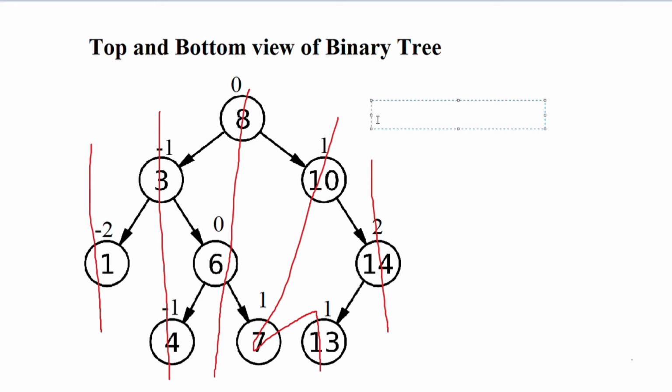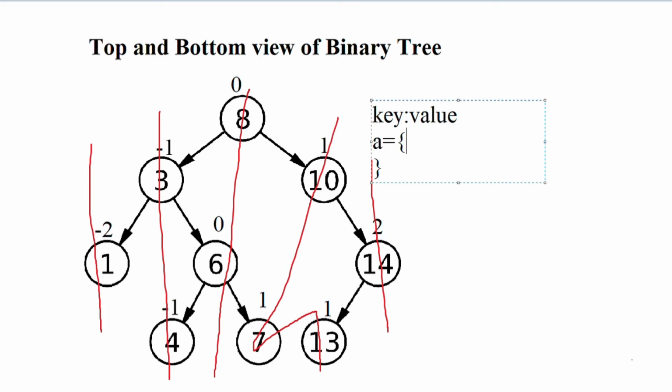Let's say I call my map A. This is the normal structure of a map. A dictionary or map follows a pair known as a key-value pair, right? Every key has a value. So my key will be the horizontal distance and my value will be the node. What do I mean by that?